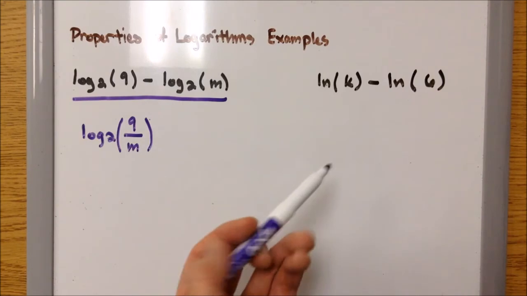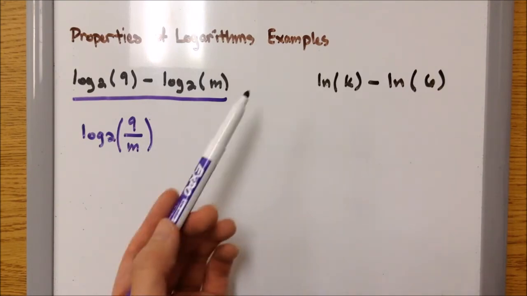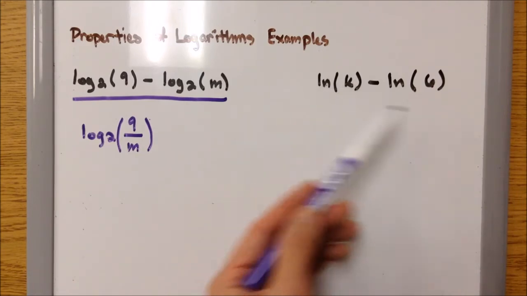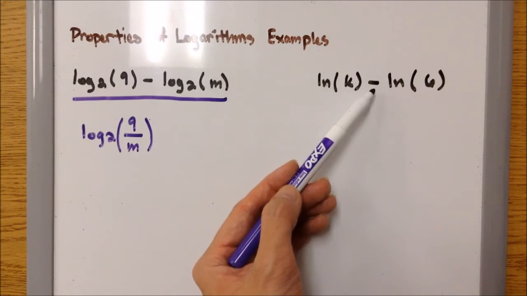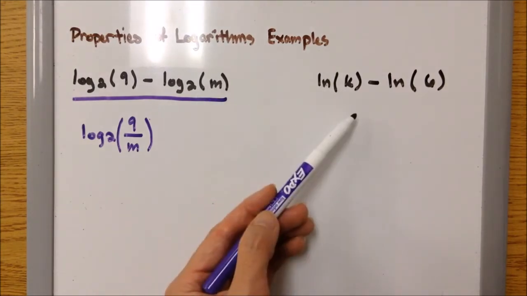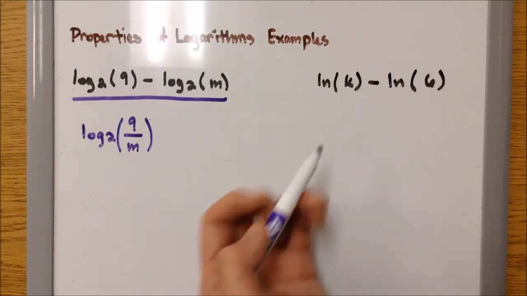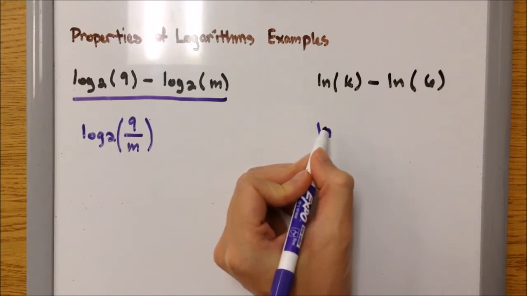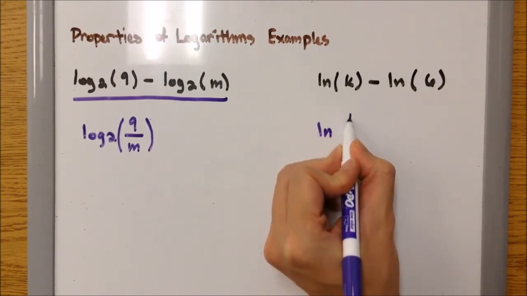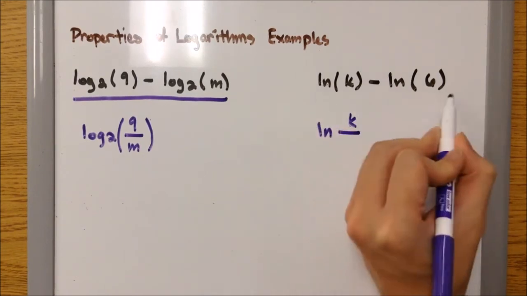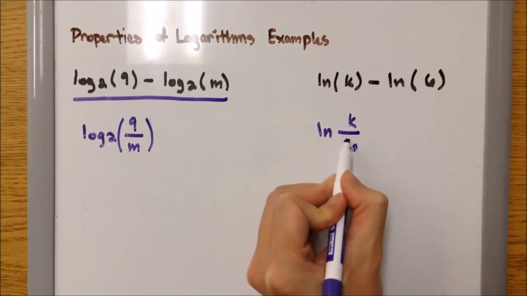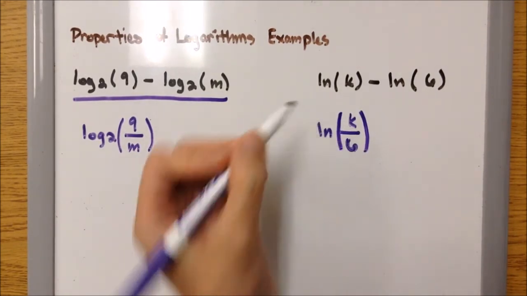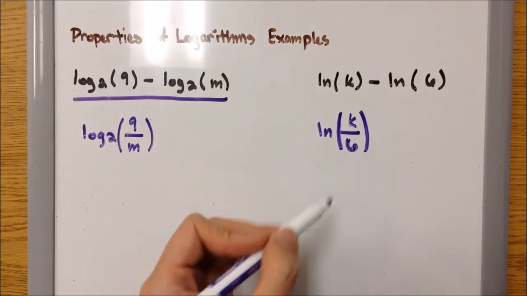Now over here, what's different from the previous examples is that we have natural log, ln. In example 8, it's going to be the same property because it has the minus, and we're just going to follow the same steps as before. So we can simply write natural log, and then what comes first from the left is k, so k will be on top. What comes second will be on the bottom, which is 6. So this is natural log of k divided by 6, or k over 6.